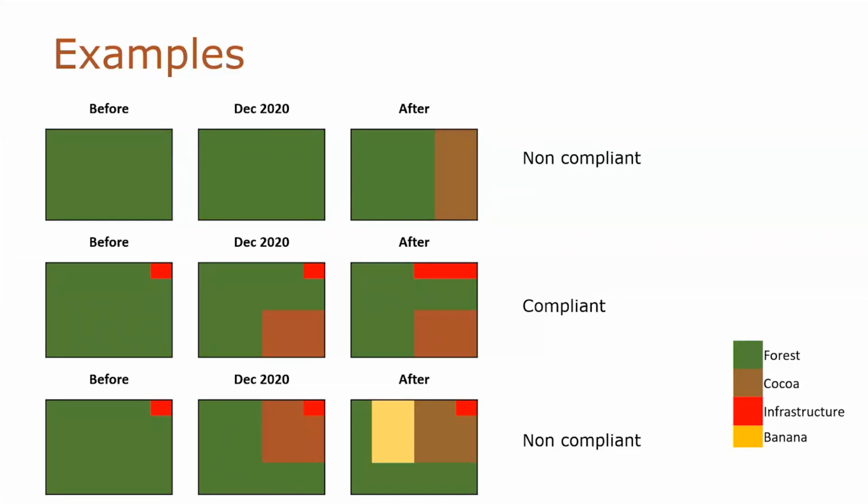If conversion on the plot happens before or after 2020, but it's not for an agricultural use, for instance, it's an urban use, so the farmer builds an extension to his house on the plot, then this doesn't have any implication in terms of compliance, because the EUDR definition of deforestation only considers conversion to agricultural use. Other uses are not considered deforestation. But if that conversion happening after 2020 is for an agricultural purpose, although not necessarily for cocoa, so that's the third case, then the cocoa from that plot would still not be compliant, because there has been deforestation driven by agriculture on the plot.